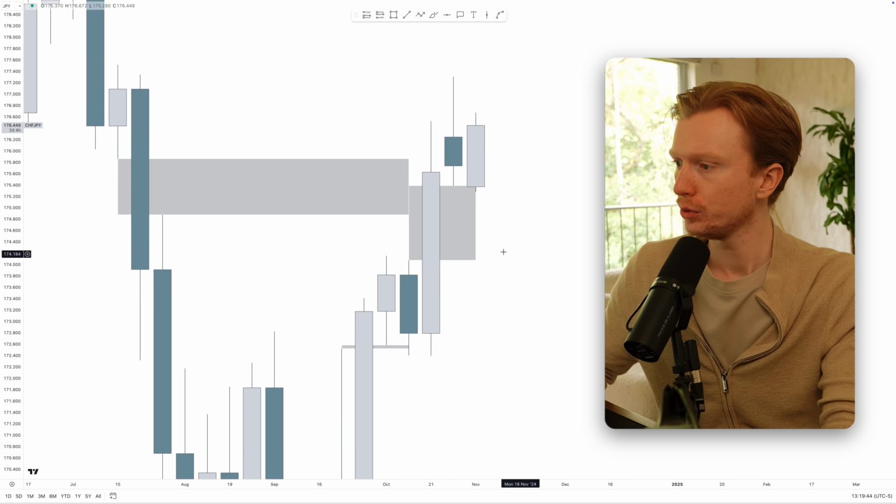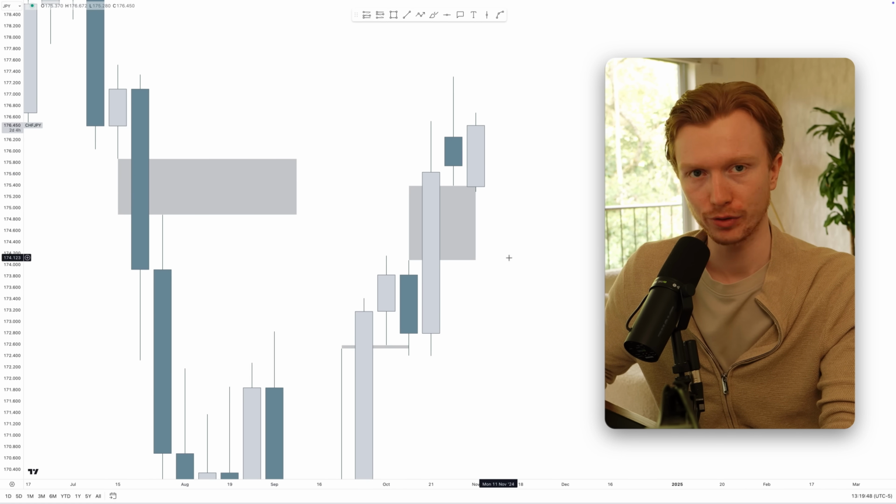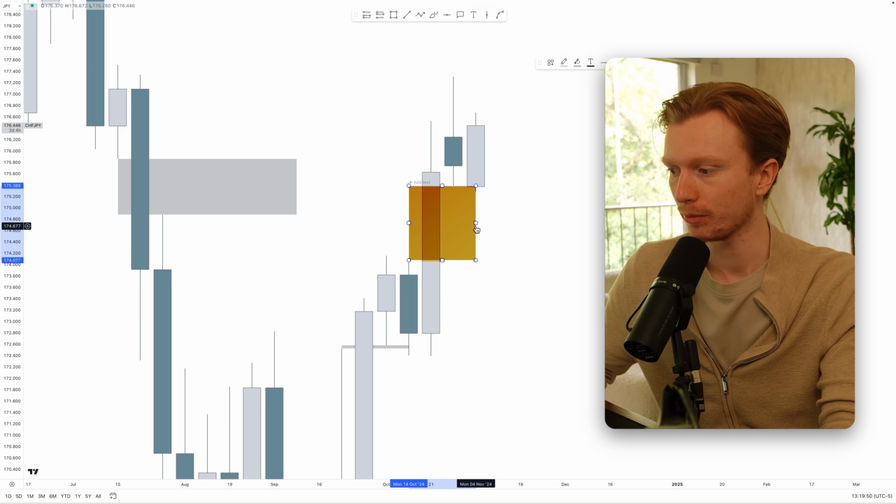Now, what I want you to pay attention to is what do these fair value gaps have in common right here? This fair value gap right there and this fair value gap. They are both a part of something I call the ping pong effect. And the ping pong effect might sound very fancy, but it's really not. It's quite simple. It's understanding that fair value gaps get created at previous PD rays.